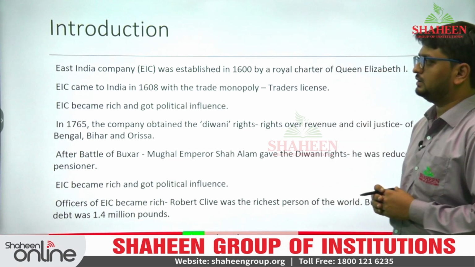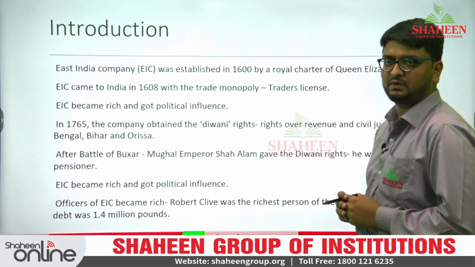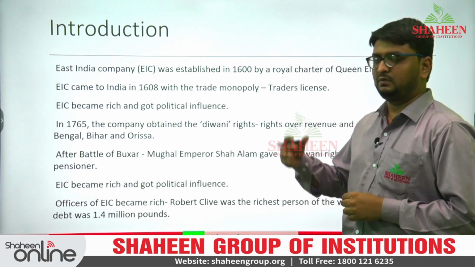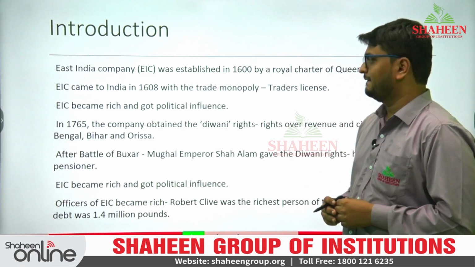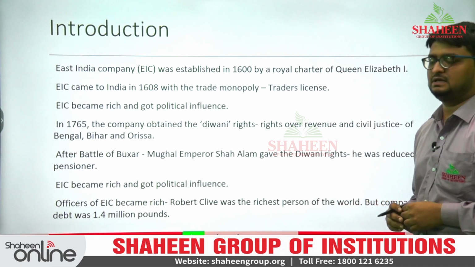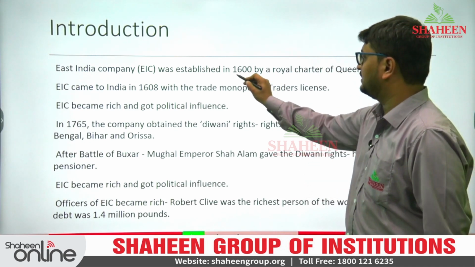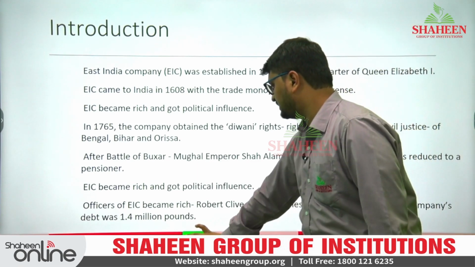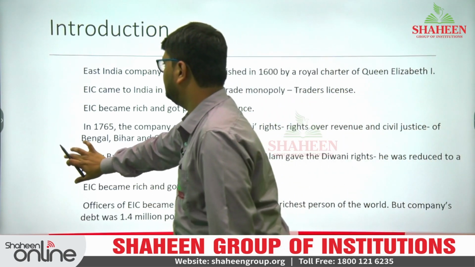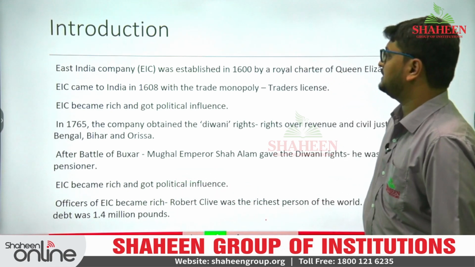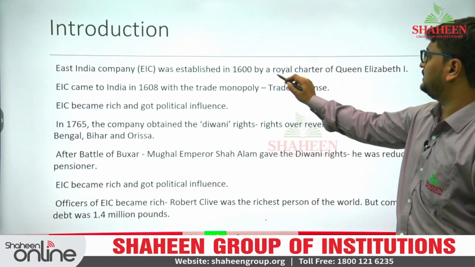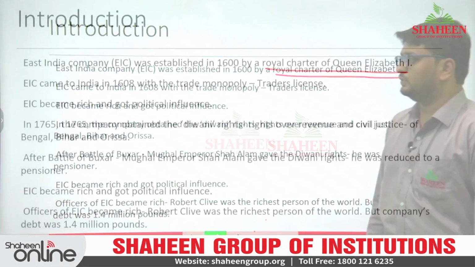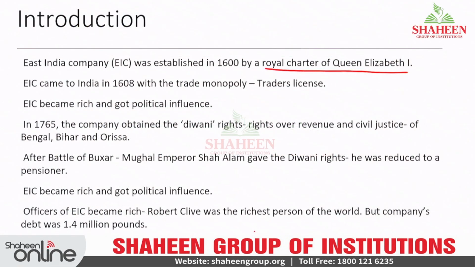So we start the historical underpinnings not from the Mughal period or before that. We have to start it from the East India Company. The East India Company was basically established in 1600, by a royal charter of Queen Elizabeth I. So the East India Company was formed in 1600.